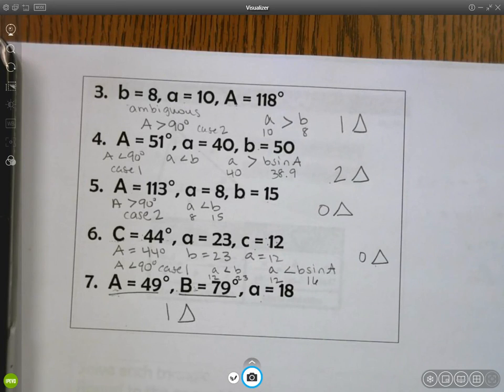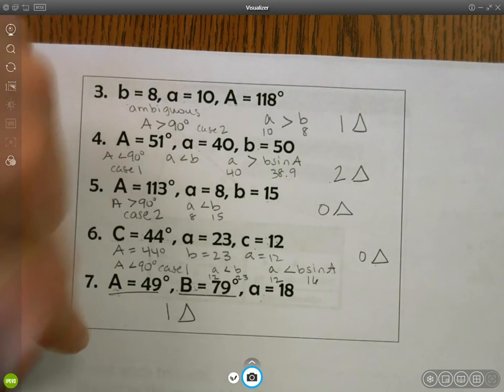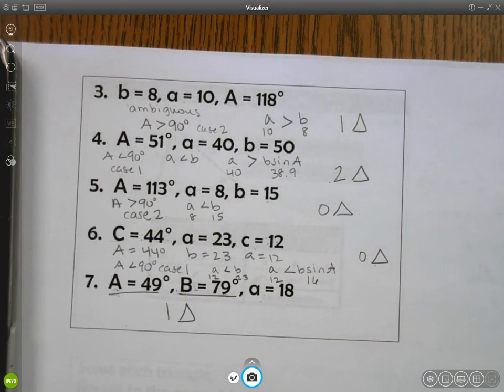All right, so your assignment is solving the simple ones, and then tell me how many triangles there are for some that may or may not be ambiguous. So keep in mind that they may not all be ambiguous. Pay attention to what you're given. All right, please let me know if you have questions, and we will do more of the ambiguous case stuff tomorrow. You are not supposed to 100% understand it right now.